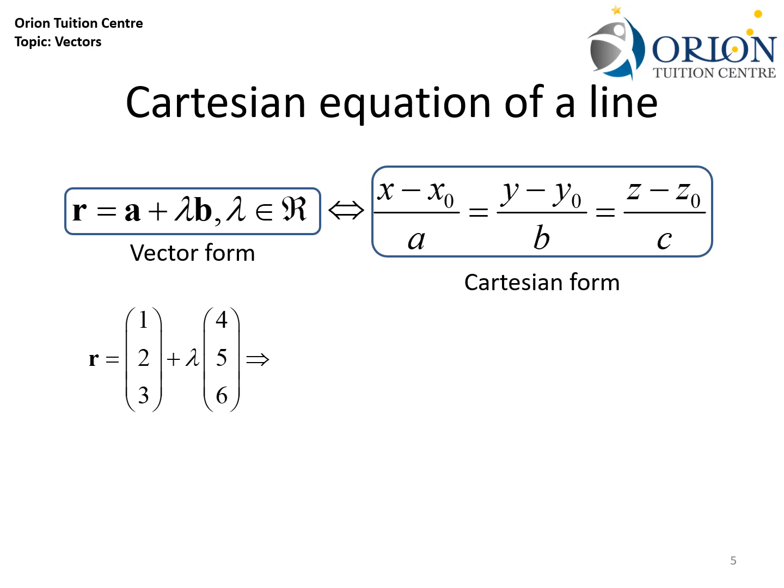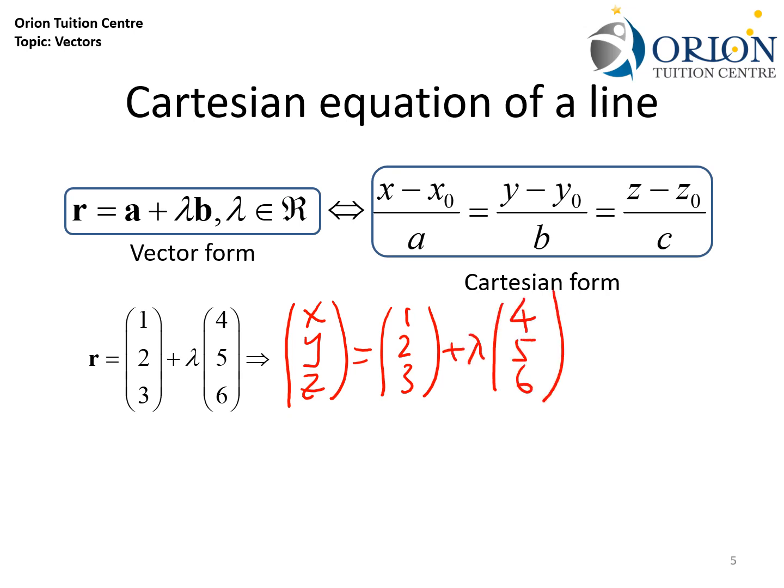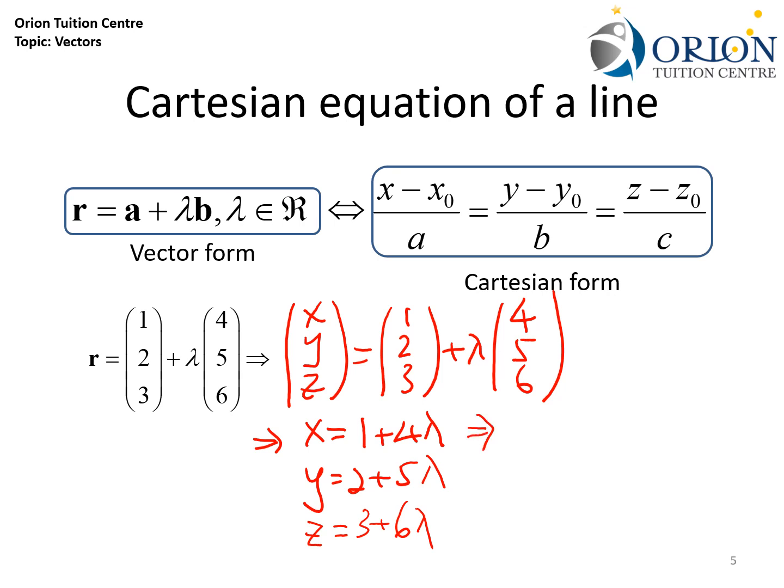Now, if I have a line such that r equals 1, 2, 3 plus lambda times 4, 5, 6, then what I can say is x, y, z equals 1, 2, 3 plus lambda times 4, 5, 6. And I can expand this system of equations into x equals 1 plus 4 lambda, y equals 2 plus 5 lambda, and z equals 3 plus 6 lambda. Next, I can make lambda the subject of each one of them.